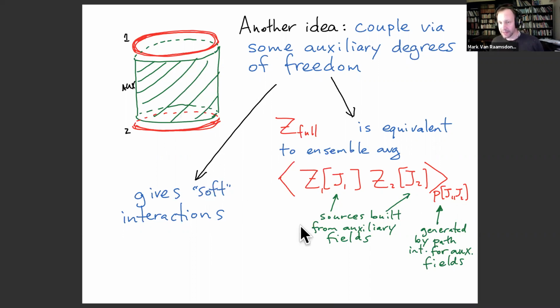two ends. Okay, so just formally speaking, I can rewrite the full partition function as some kind of an average of the original 3D theories with sources, where there's some probability distribution for the sources. The sources in this case are different between the two sides, and so it's not like a true ensemble average, but it's similar to an ensemble average. If I set J1 to J2, then it would be an ensemble average.